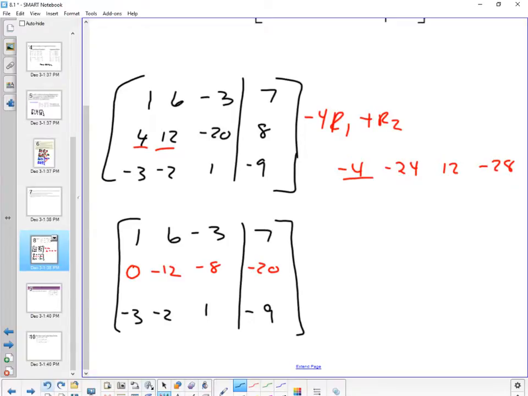Wait, so right now, would the next one be 3 R1 plus R3? It'll be 3 R1 plus R3. Yes, that's the next logical step. I'm going to take the values in row 1, multiply them by 3, and then add those values to the third row. I'll let you guys process that. Do you understand why?